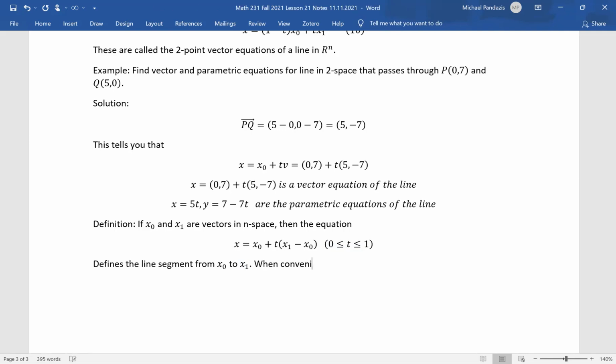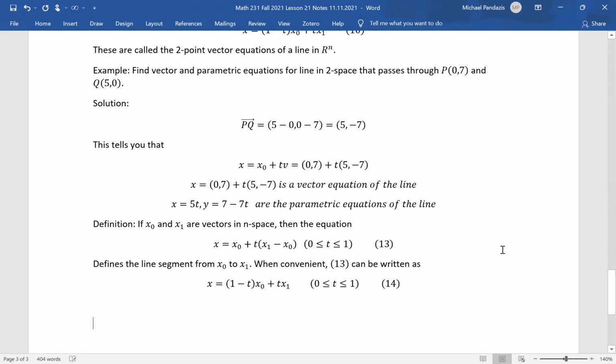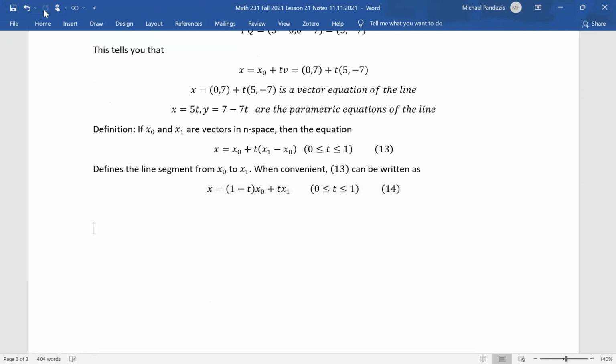When convenient, so in the book this is equation 13. The 13 here is just to number it. So when convenient, equation 13 can be written as X is equal to (1 minus T) times X naught plus T times X1, where the T values range from 0 to 1 inclusive. So 0 less than or equal to T less than or equal to 1. And this is equation 14 in the book in this section. It's the same result as before where we were describing a line, except we cut off the T values. Instead of T being all real numbers, it's T from 0 to 1 inclusive. That way we start at a point and end at a point. We don't continue infinitely in both directions.